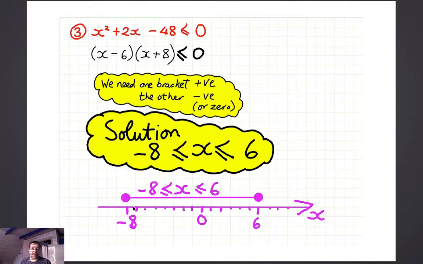So if x is between -8 and 6, let's say if x is 2, for example, then you'd get one bracket being a negative number, 2 minus 6 will be -4, and you'd get one bracket being a positive number, 2 plus 8 is 10. So as long as x is between -8 and 6, then you'll get one bracket positive and one bracket negative, making the whole thing, when you multiply it together, a negative number.